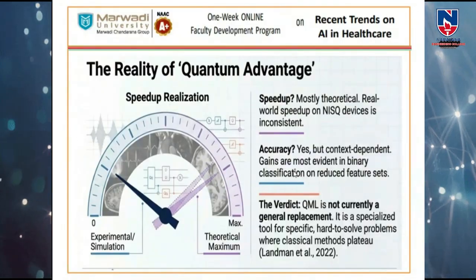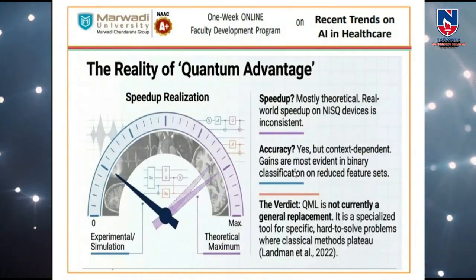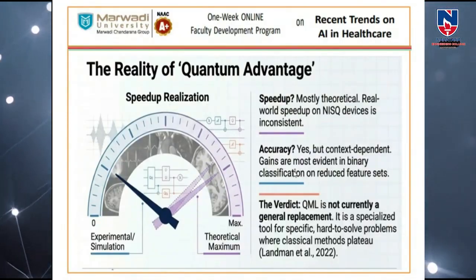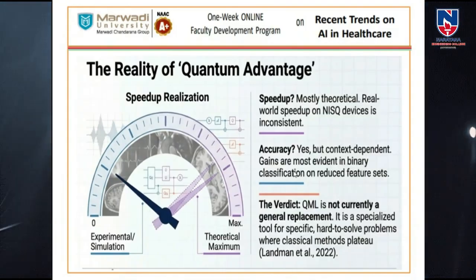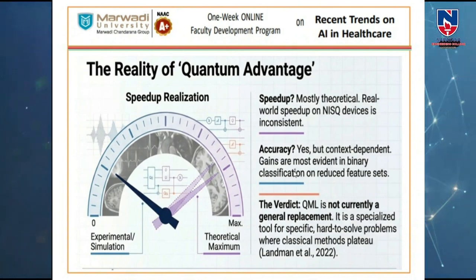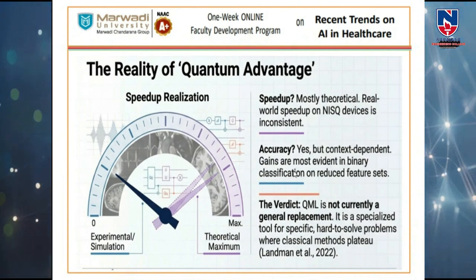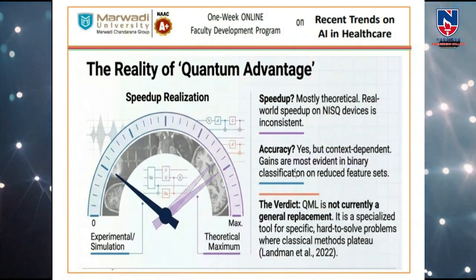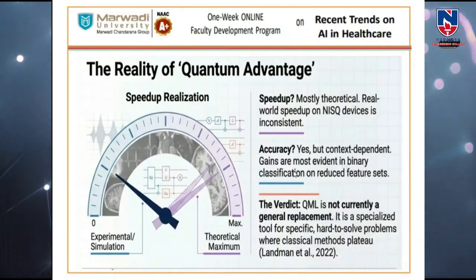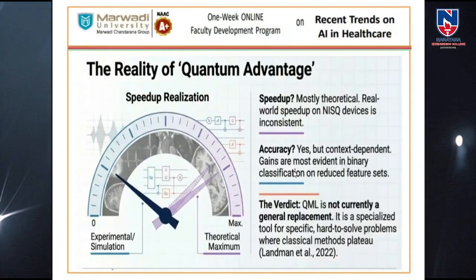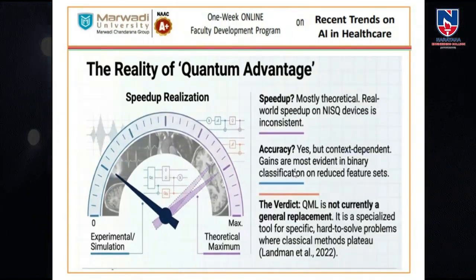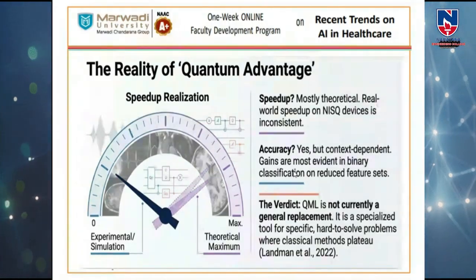What is the reality? Even if you are not working on QML or DFL and quantum computing, you might have heard in the news channels or media that quantum computing will play a vital role in the future. Here I'm going to show you up to what extent it is true. Even I claimed in my work.